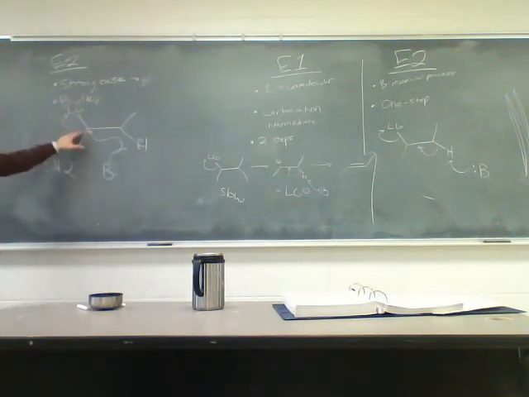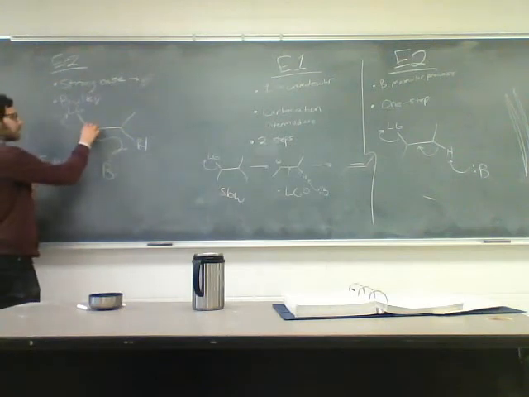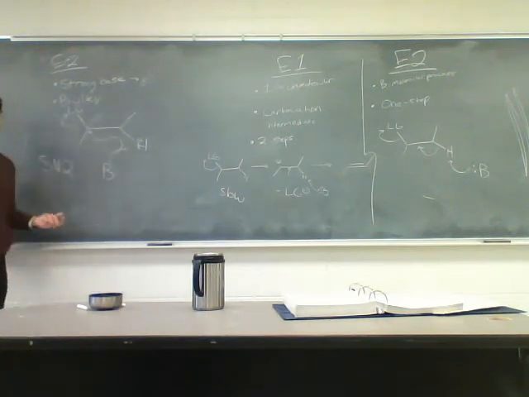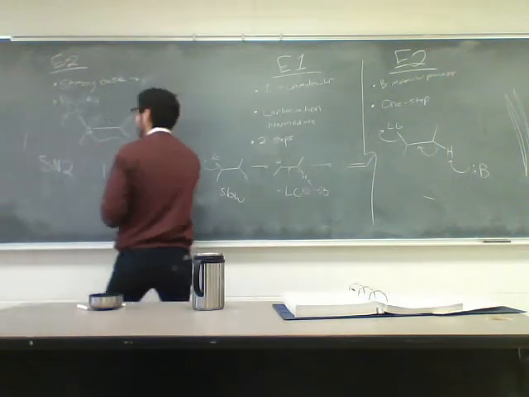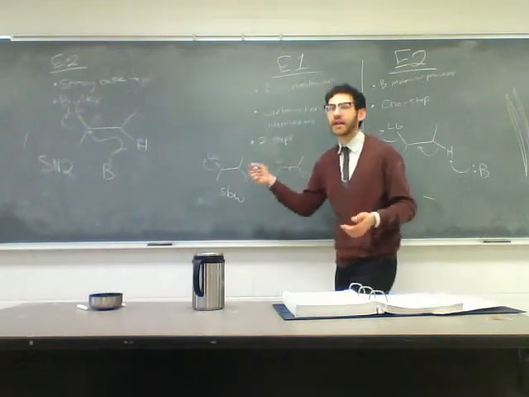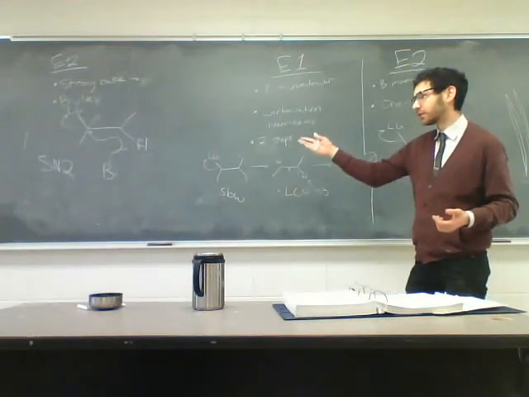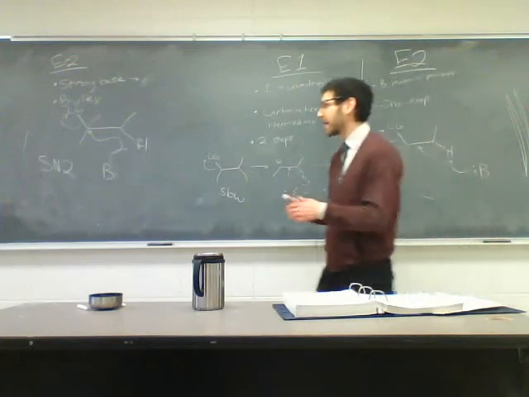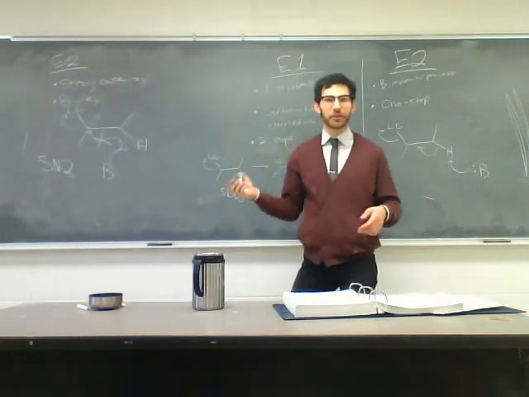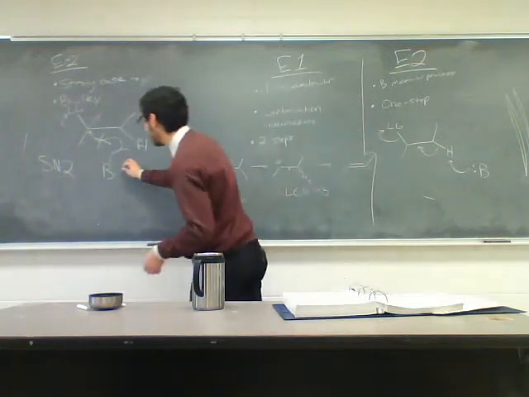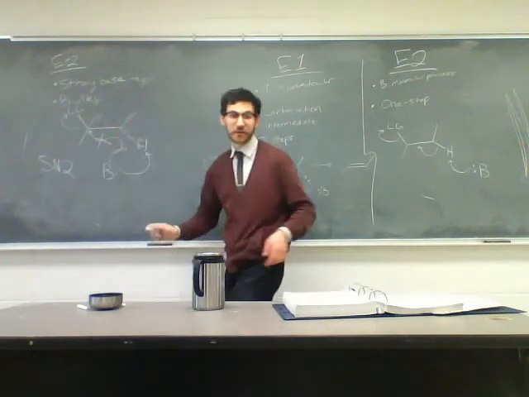It's harder for the base to come in and attack this carbon because this carbon has all sorts of stuff attached to it. The base has to dodge all of these substituents to get in there and attack the carbon, while this hydrogen is just dangling out on its own. So if we have a big bulky base, it won't be able to attack the carbon that holds the leaving group, but it will be able to grab this hydrogen.